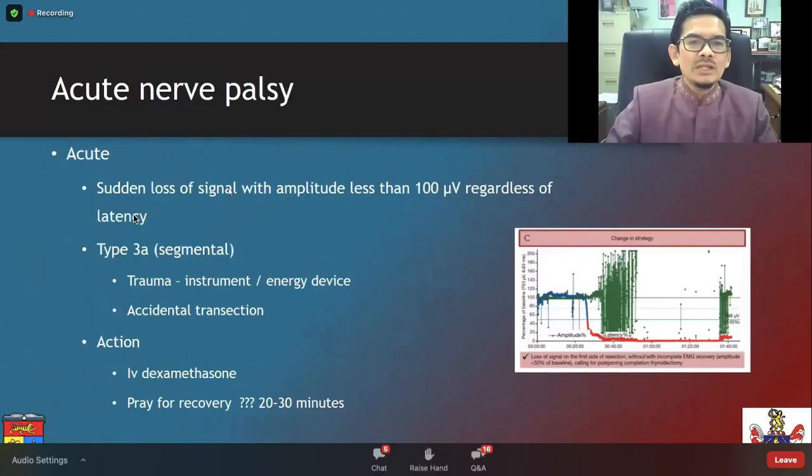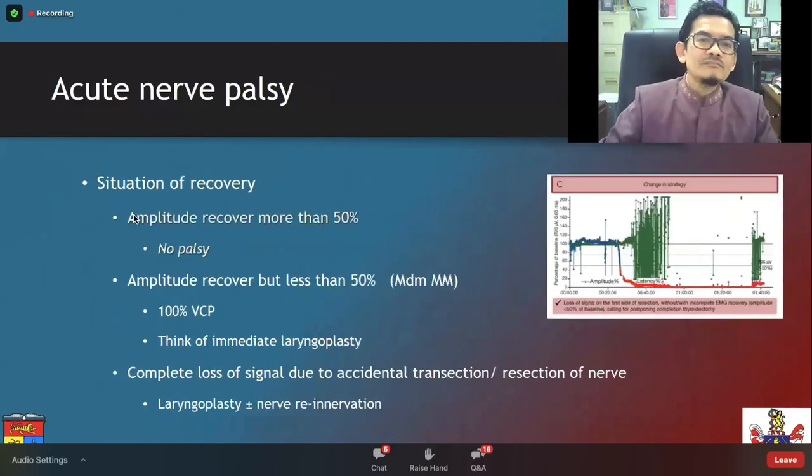If you have a sudden loss of amplitude to less than 100, remember earlier it was more than 100, here it is less than 100. If you get it less than 100, regardless of the latency, this is type 3A, where you have a sudden drop. It usually is due to trauma, instrument, or energy device, or you accidentally transect. So what you can do at this time is provide the patient with steroids, dexamethasone, and then wait for the recovery. You might or might not recover.